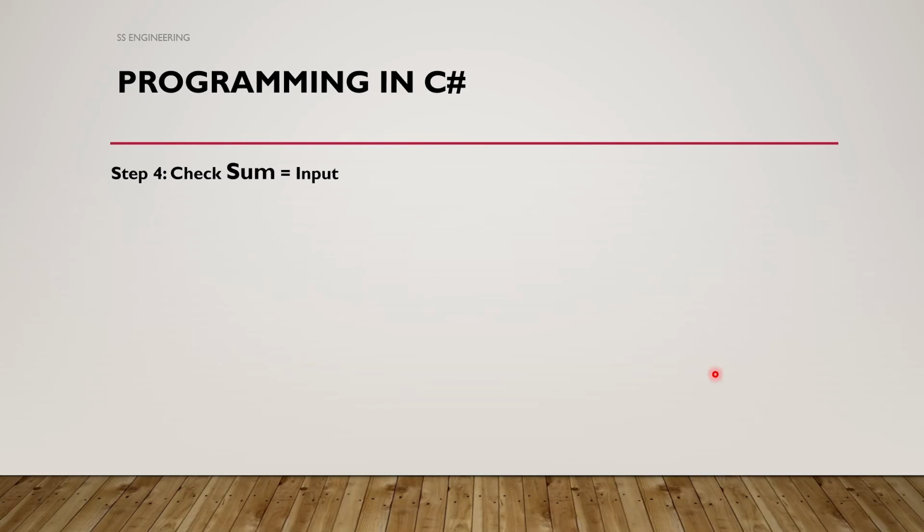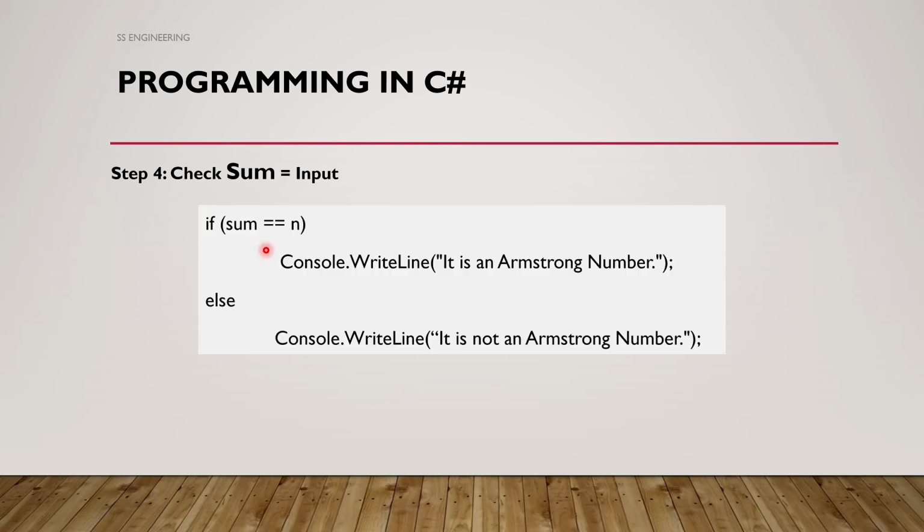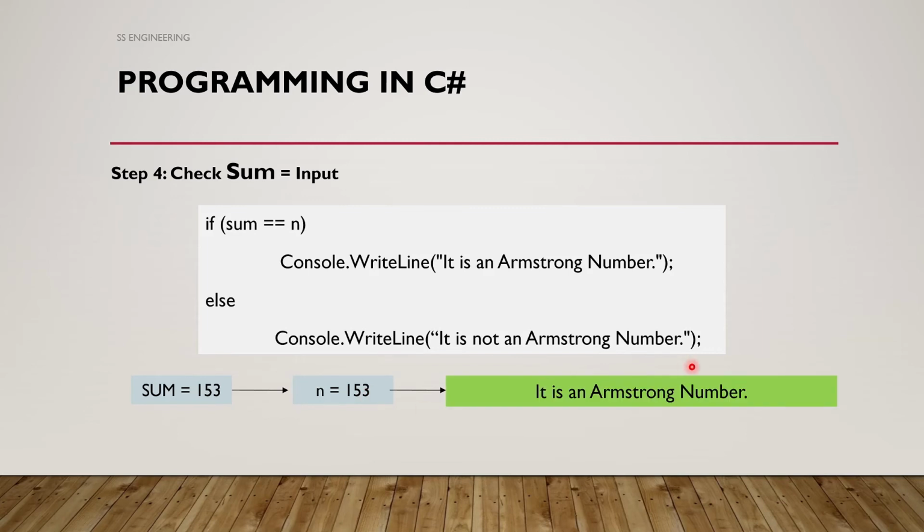Next step, we're going to check if the sum is equal to input or not. To do this, we use the simple if-else decision-making statement, where if sum is equal to n, then we print out it is an Armstrong number. If it is not, then we just print out it is not an Armstrong number. So what this code does is, we've got sum equals 153. It checks if it is equal to n equals 153 or not. If yes, it is in our case, so it is an Armstrong number.